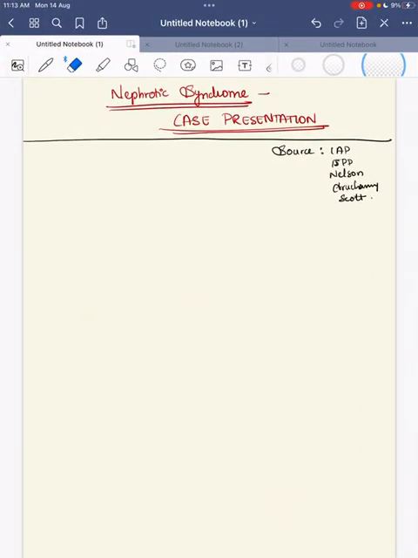Hello everyone. Today we'll discuss nephrotic syndrome and its case presentation. Here we'll discuss the leading questions, how you're going to present the case when you get nephrotic syndrome in your examination, and the possible viva questions that can be asked to you. So first, starting with how you're going to present.